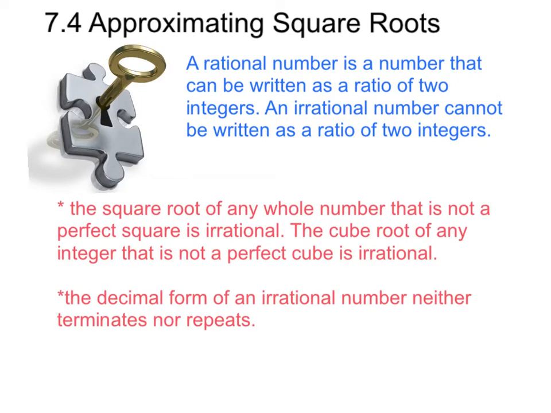The square root of any whole number that is not a perfect square is irrational. The cube root of any integer that is not a perfect cube is irrational. Here's probably the most important thing to determine whether something is irrational. If you take a decimal and it repeats or it terminates, it's a rational number. The decimal form of an irrational number neither terminates nor repeats. That means a decimal that goes on forever but does not repeat. That's an irrational number.